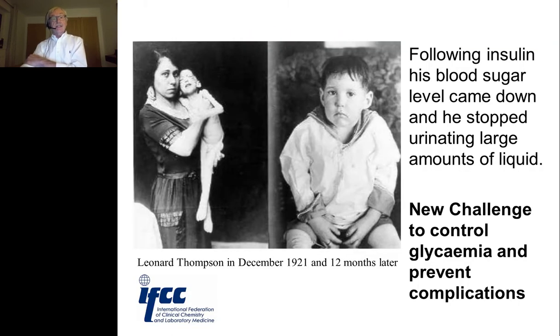So this is young Leonard Thompson, 12 months after first treated with insulin. We can now see that he is a well individual, slightly overweight maybe, and that was a new challenge we had. The new challenge was how to control the glycemia in our patients with diabetes and prevent the complications associated with long-term hyperglycemia.